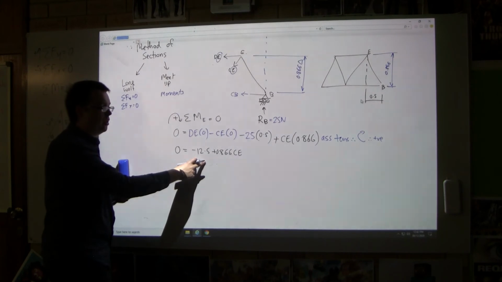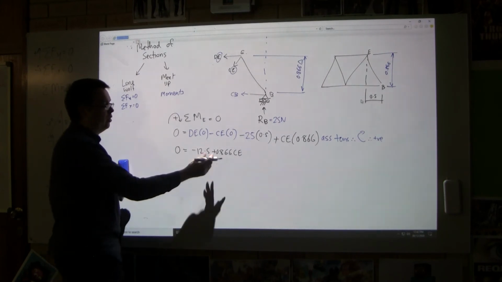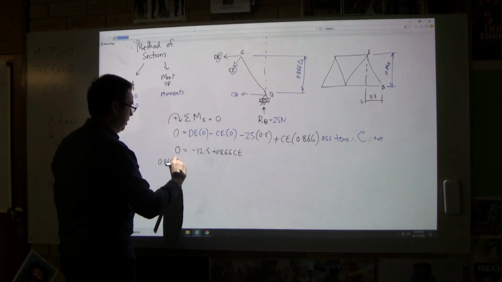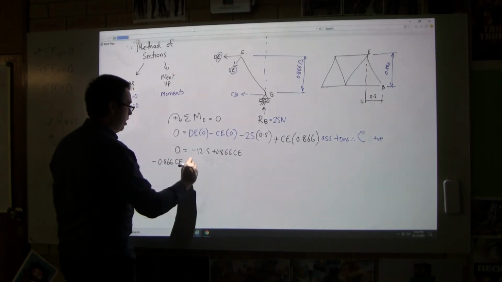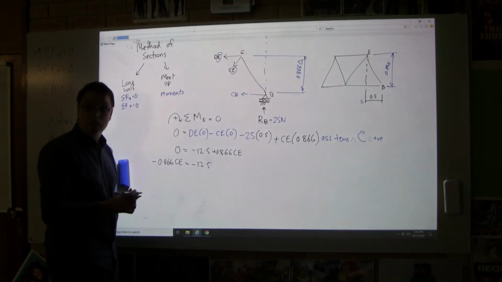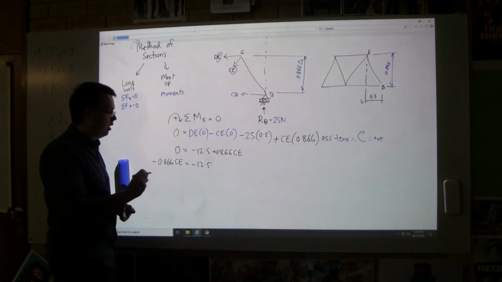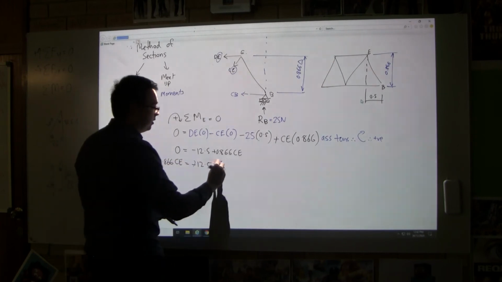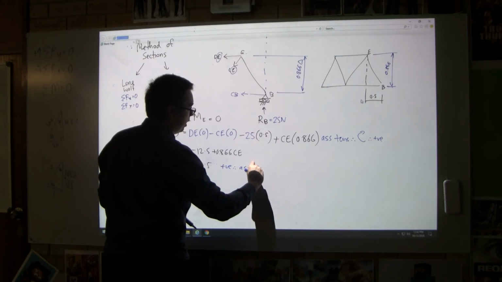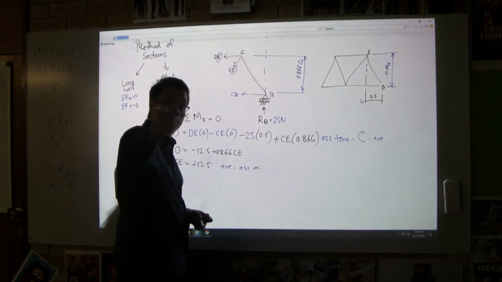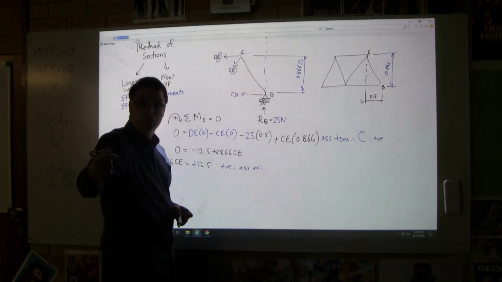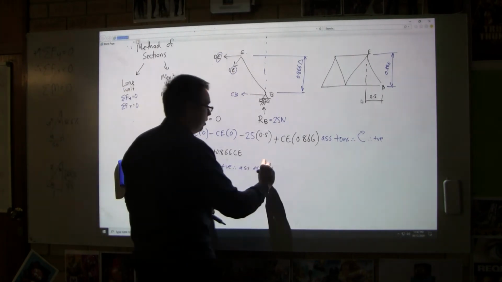If I bring this over to this side here, I can say, you know what, I'll bring this one over. I say 0.866 CE equals minus 12.5. Okay, those minuses both cancel out. So that means our answer is going to be positive. And if it's positive, therefore our assumption was okay. If the assumption is positive, the assumption is correct, it means it was in tension. Exactly right.